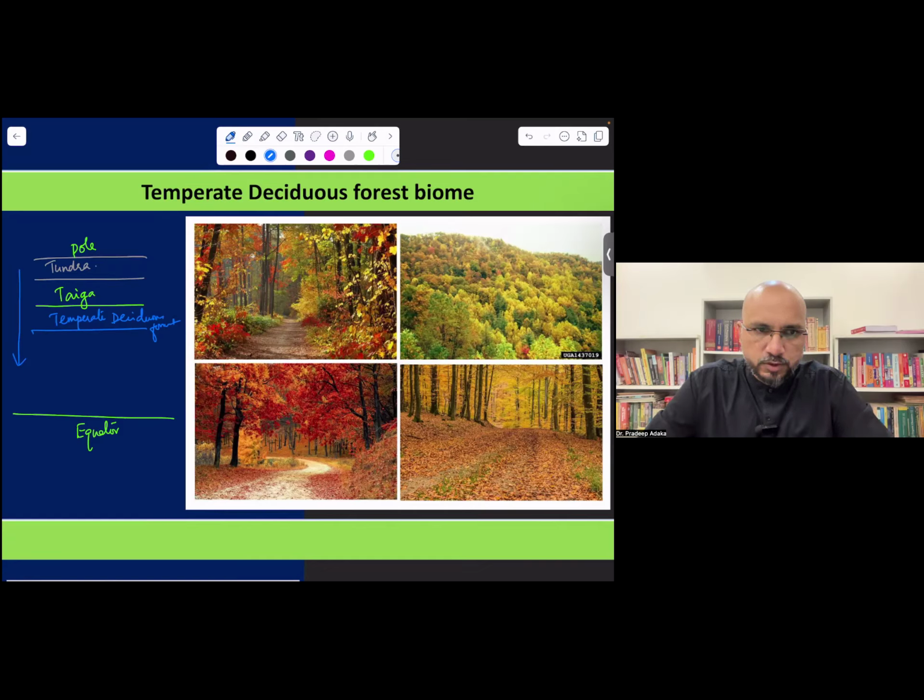Do you understand what I'm trying to say? Where is it present? Just below the taiga biome, if you go a little bit lower in latitude, you will see temperate deciduous forest biome. The name suggests deciduous forest means leaf shedding. So trees shed their leaves. All right, so temperate deciduous forest biome.